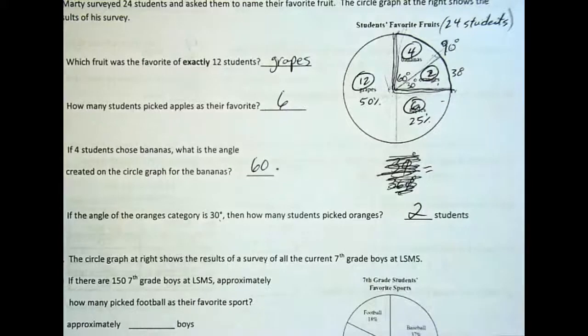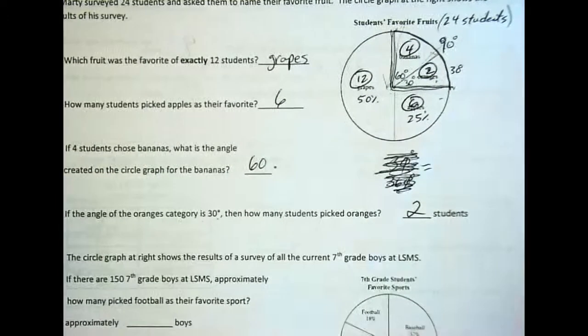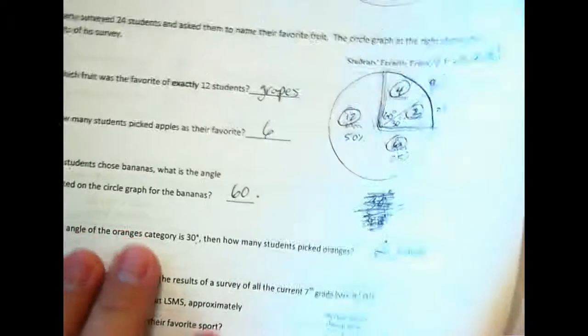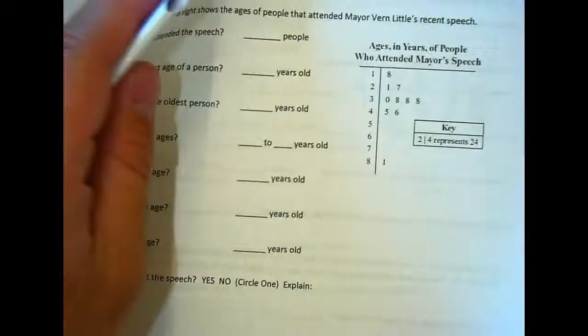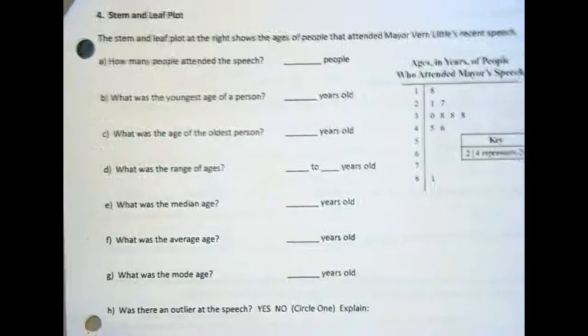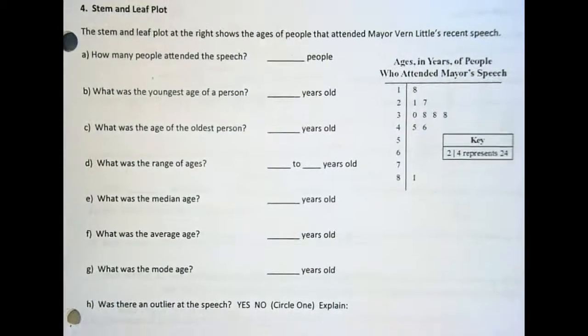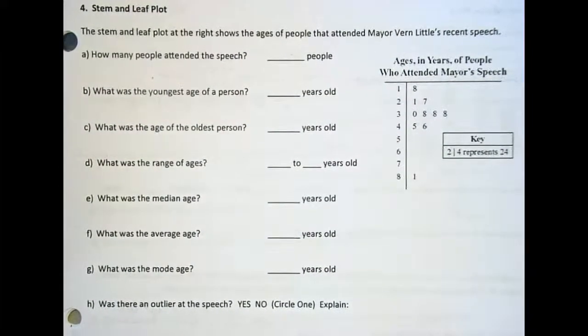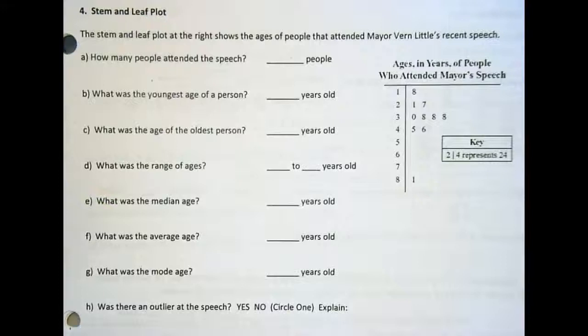All right. Very good. Any questions there? Pretty good stuff. All right, let's move on. I want you to move to stem and leaf plots, number 4. Hey, this is the last one we're doing today. Stem and leaf, number 4.